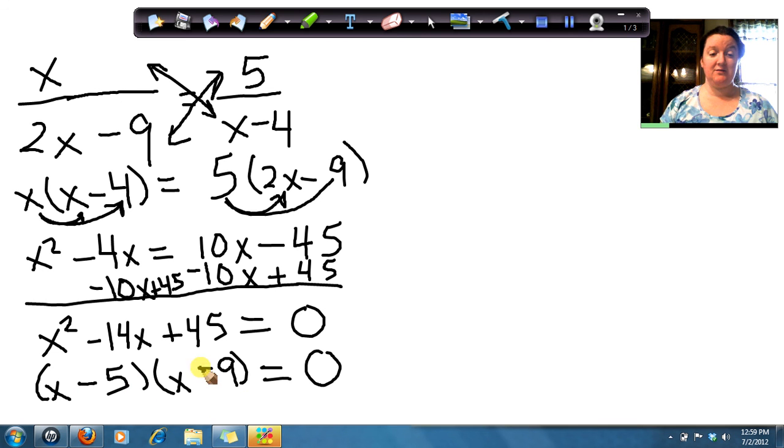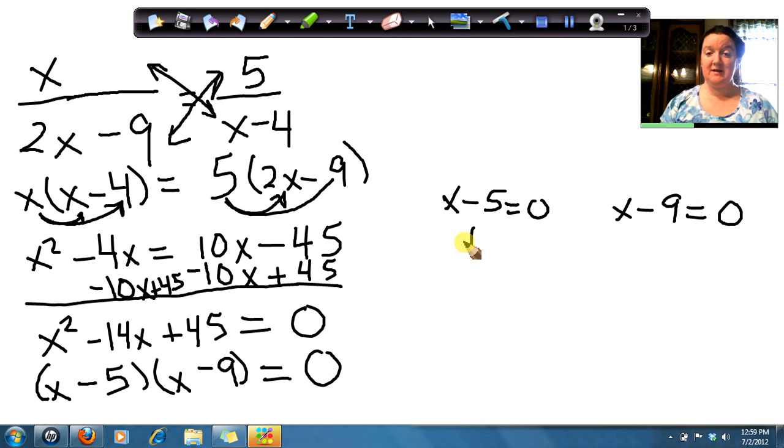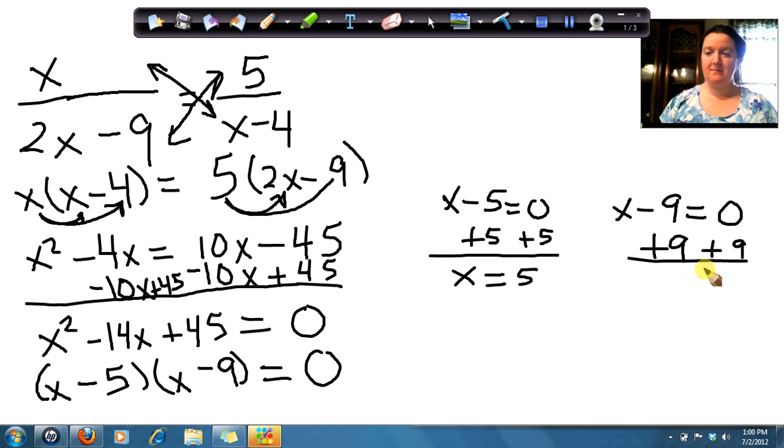So now I'm going to take each part and make it equal to 0. I'll do that over here. So x minus 5 equals 0, and x minus 9 equals 0, because we're trying to determine what the root is of these equations. So I'm going to add 5 to both sides. So x equals 5. And here we're going to solve it as well, so we're going to add 9 to both sides. And we're going to get x equals 9. So in this answer, you're going to have both 5 and 9 as possible answers.